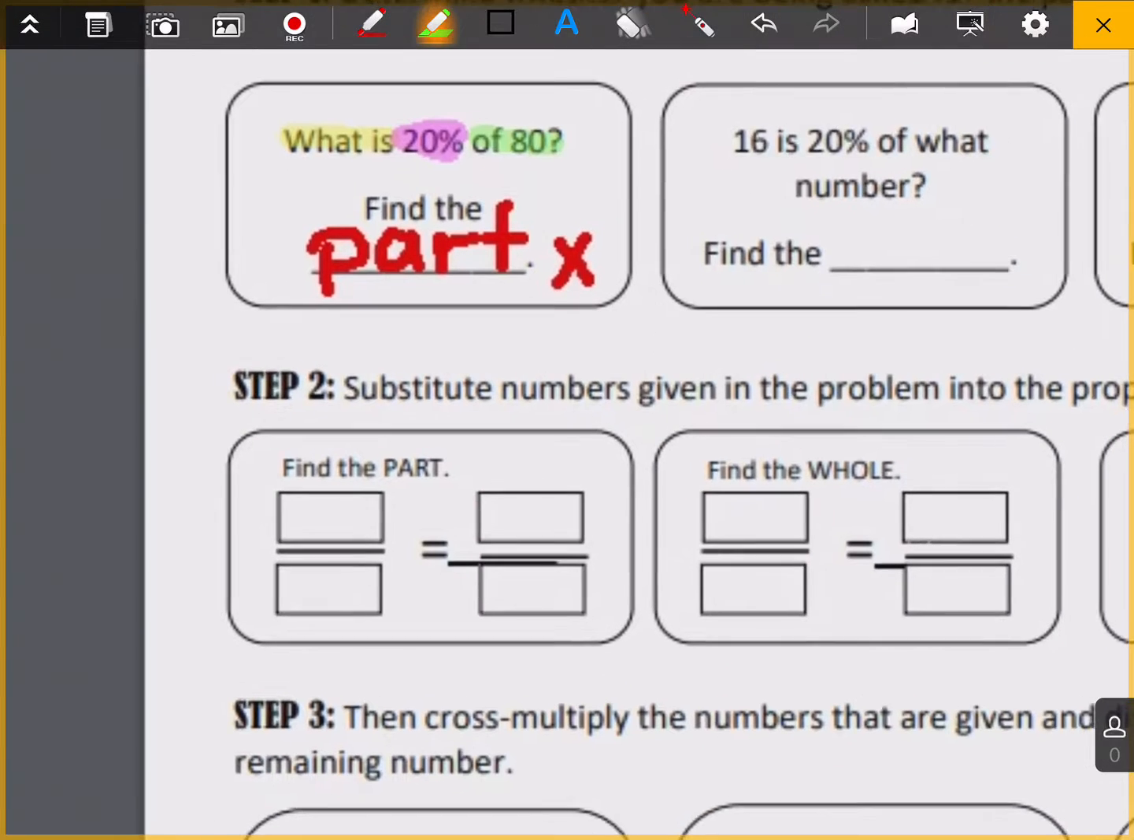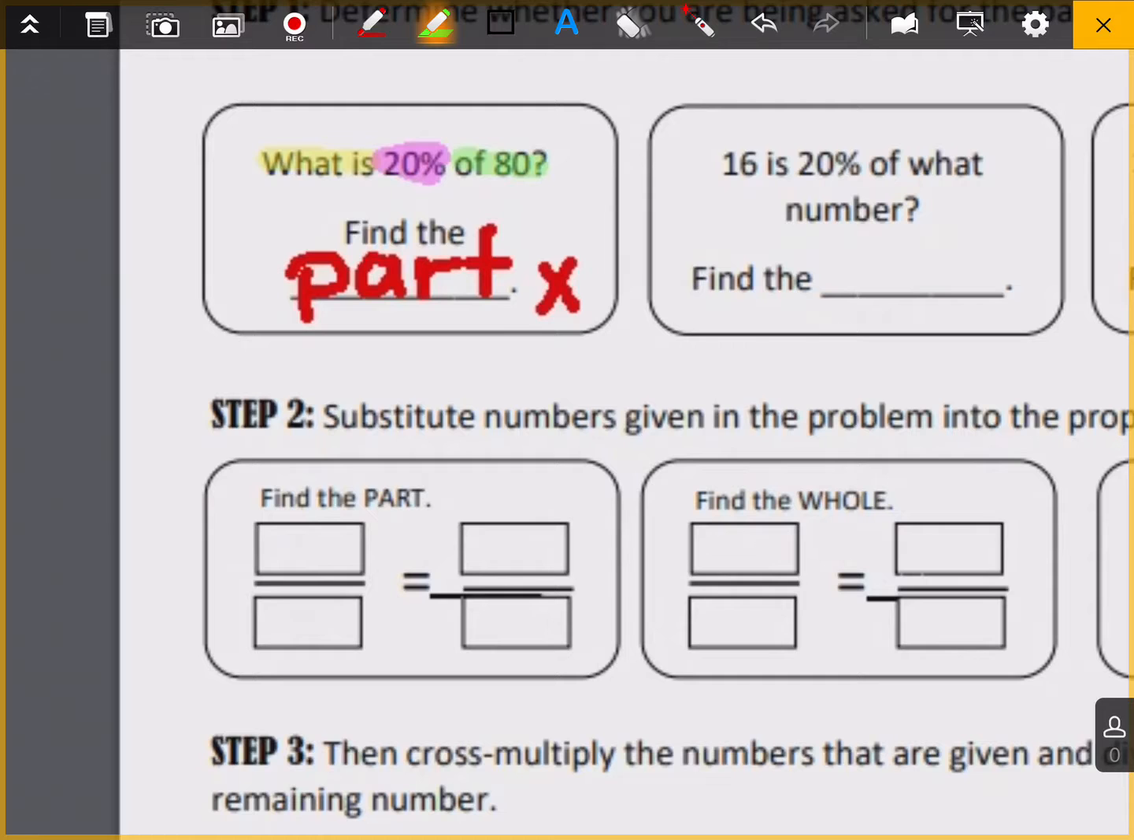So we're going to move down to step 2, and we're going to go ahead and create our proportion. It says "what is," that's the part, and it's part over whole equals percent over 100. So my part is where I'm going to put my X. The whole is the word "of," so that is going to be my 80. That's my whole, so that goes at the bottom of the first fraction. Is equal to percent over 100. So my percent was 20, and the bottom of the second one for a percent proportion is always 100.